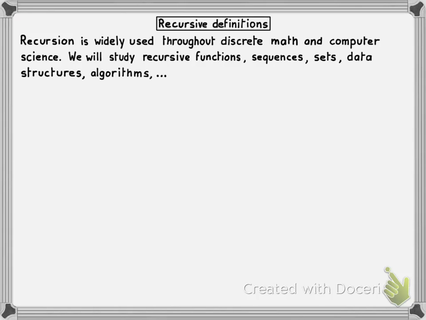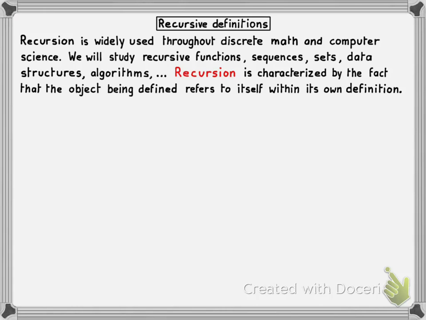So what is the general definition of recursion? Well, the most general characterization of recursion is that the object being defined, if it is recursive, refers to itself within its own definition. So the most familiar recursive object to you is probably a recursive function right now. So let's take a recursive function and apply this definition of recursion and see how it applies.